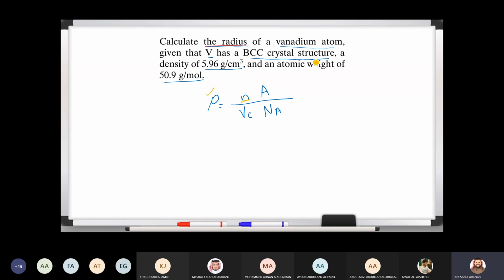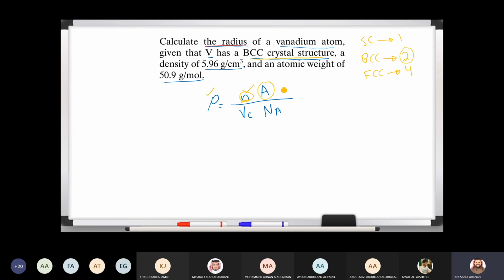BCC. So what is N for BCC? Do you remember? It's 2. We have done it last time. So the gentleman who said not yet, no, we know it, because he's saying the BCC crystal structure, and we know that for BCC it has 2 atoms per unit cell. For FCC, how much is it? 4. And for simple cube? 1. Okay. So N, we know it.